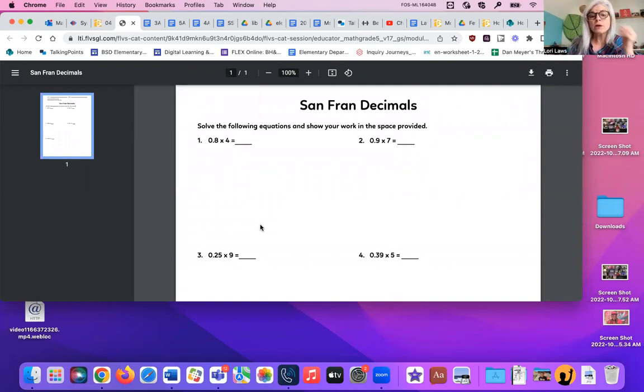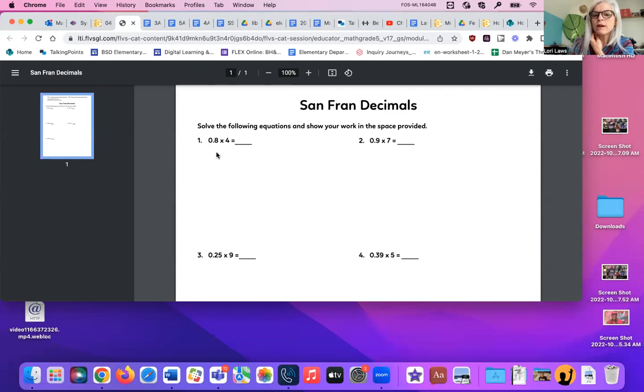So if you look at this first one, 0.8 times 4, what is 4 times 8? Who knows 4 eighths? If you don't know 4, tell me what 2 are and double it. Come on, guys, who's going to answer first? What's 4 eighths? 4 times 8? 32. 32. How many digits are behind the decimal here in the whole problem?